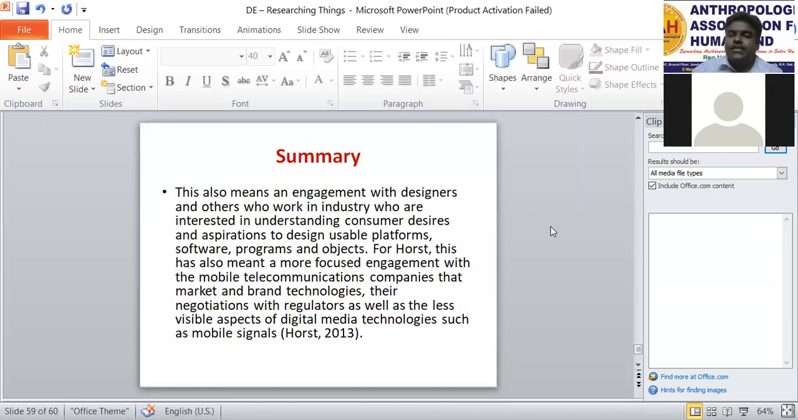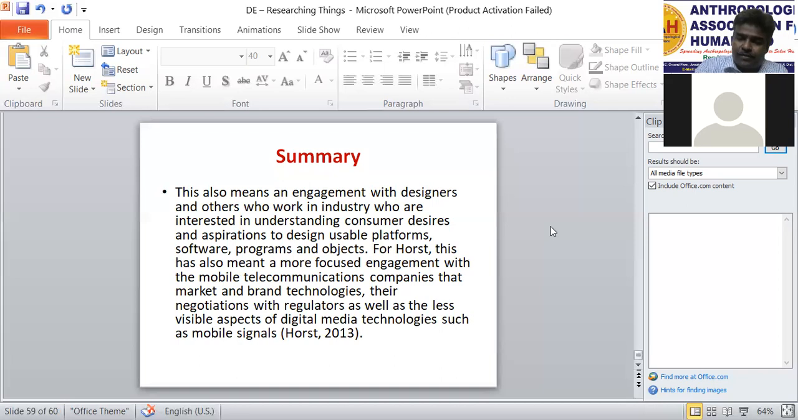This also means an engagement with designers and others who work in industry, who are interested in understanding consumers' desires and aspirations to design usable platforms, software, programs, and objects. For Horst, this has also meant a more focused engagement with the mobile telecommunications companies that market and brand technologies, their negotiations with regulators, as well as the less visible aspects of digital media technologies, such as mobile signals.